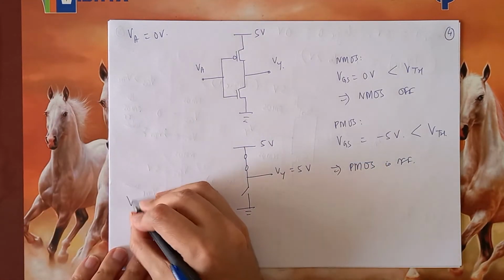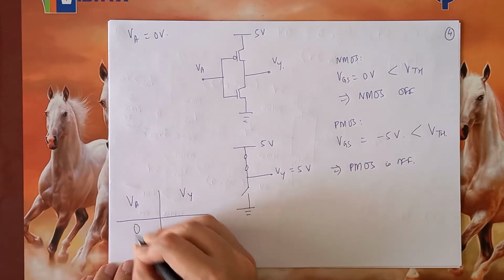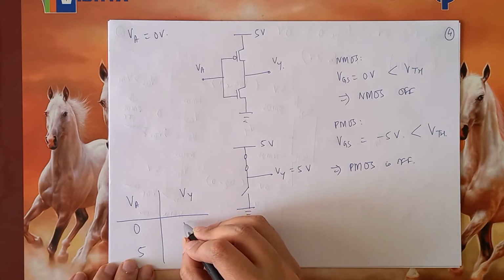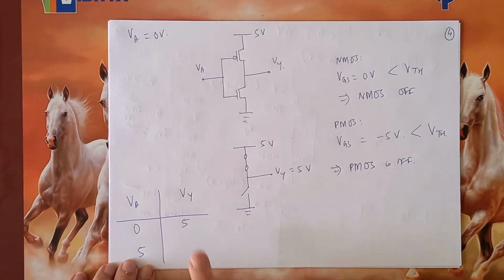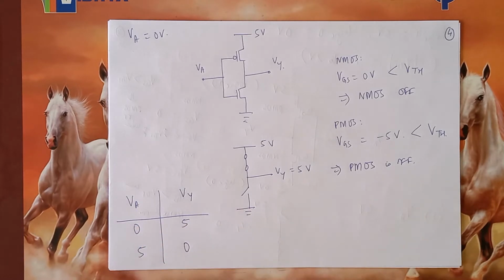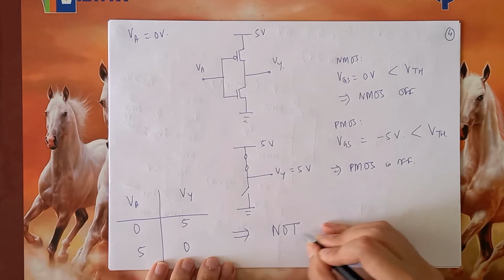So what we are seeing is, if you now draw a table showing Va and Vy, Vy will be 5 volts when Va is 0 volts and Vy will be 0 volts when Va is 5 volts. This is what we just proved. Therefore, this is equivalent to a NOT gate.